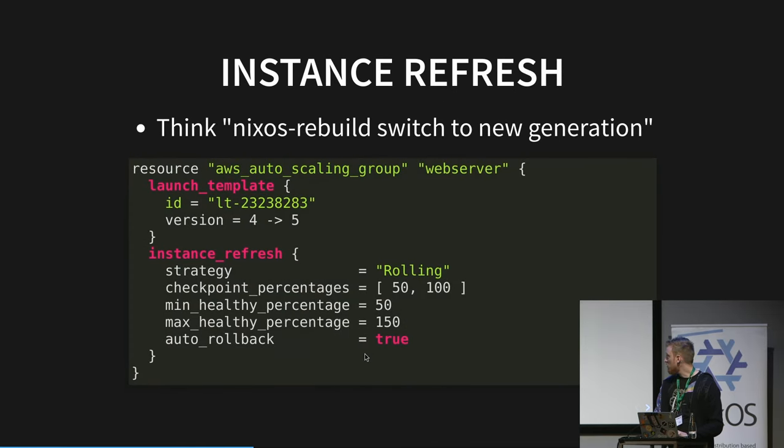And the rollouts you do with this concept called an instance refresh. That is like your nixos-rebuild switch, but for your instances, basically. And you can describe rollout strategies. You can make checkpoints for canary releases. You can say how many instances you want to cycle at the same time. Do you want to auto rollback on failure? So it takes care of all these nice things that you want in a deploy pipeline.